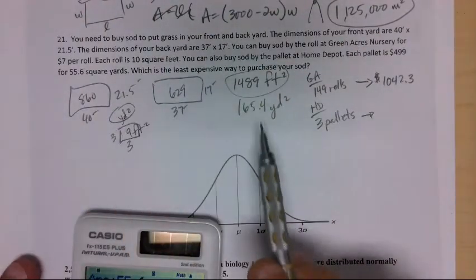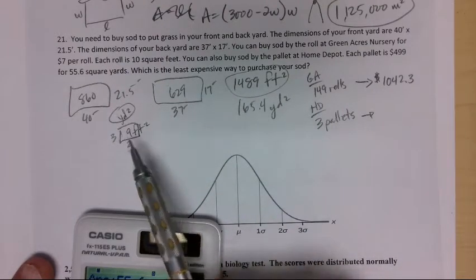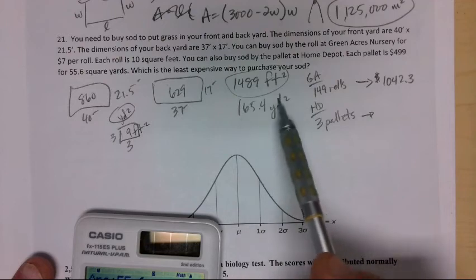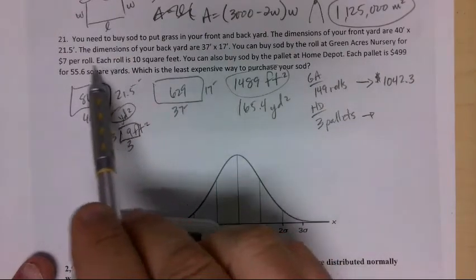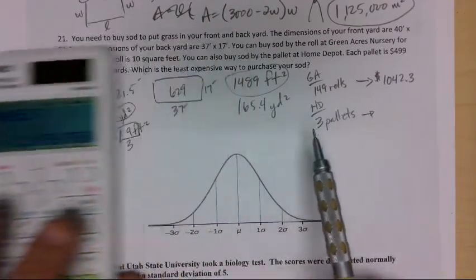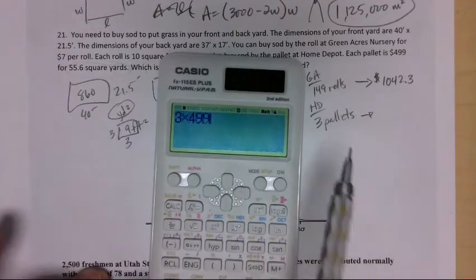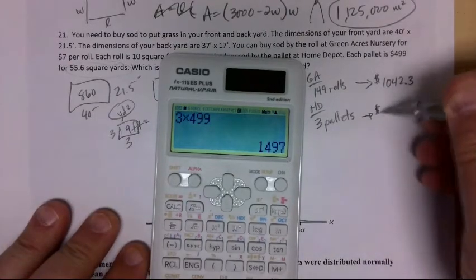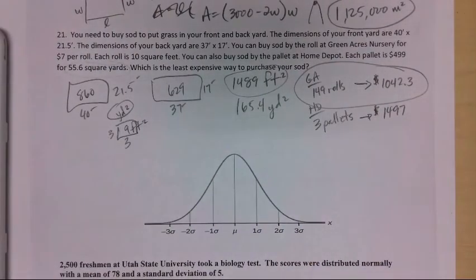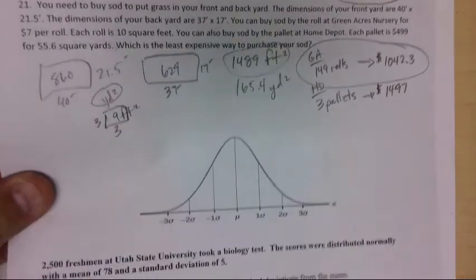So let's back up. First, I converted this to square yards by dividing by 9, because there are 9 square feet in a square yard, because 3 feet by 3 feet makes 1 square yard. That gave me this many yards, and then I divided this by 55.6 square yards. That told me how many pallets I needed. 2.9 something rounds up to 3 pallets, and 3 pallets at a cost of 3 times $4.99 gives me a cost of $14.97. Green Acres is going to be my cheaper way to go. Okay. Well, bummer on you, Home Depot.